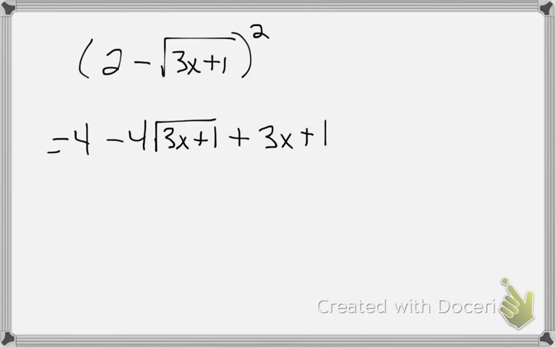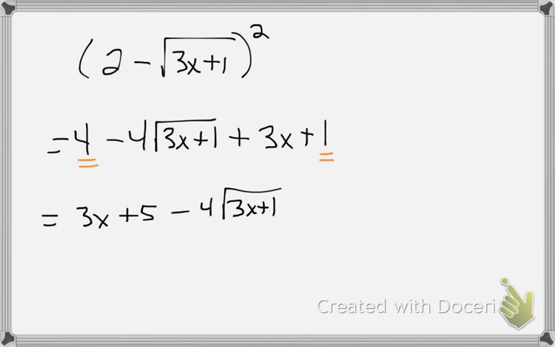Once again, the only terms that are actual like terms and like radicals are the 4 at the very beginning and the 1 at the very end. So I could write this as 3x plus 5 minus 4 square root of 3x plus 1. Now if you wrote 5 plus 3x, nobody's going to slap your wrist over that one. But we do get these 3 terms, and that's it.